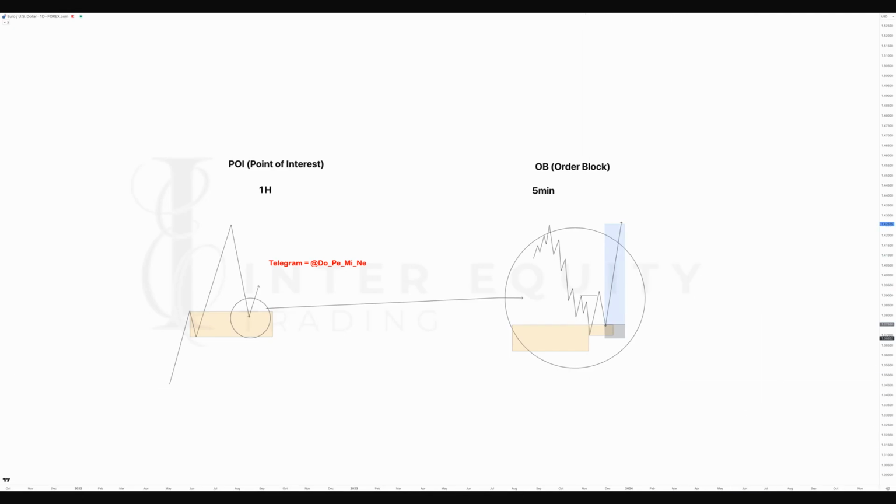So this is basically how smart money traders get those high risk to reward setups. They look for their point of interest. Once price mitigates that area, they would go on the lower time frame and look for that break of structure and pull back into their order block where they would enter buys from. Alright, so now let's jump into the actual charts and break price down.